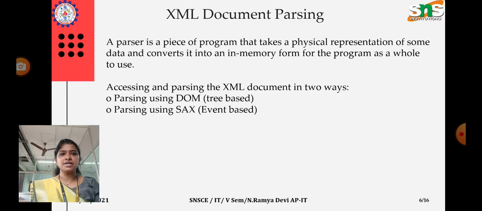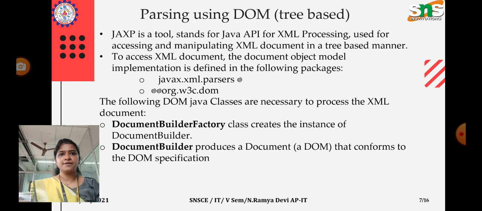Accessing and parsing the XML document can be done in two ways. First is parsing using DOM, which is tree-based, and parsing using SAX, which is event-based. Parsing using DOM is tree-based parsing. JAXP stands for Java API for XML Processing, used for accessing and manipulating an XML document in a tree-based manner.